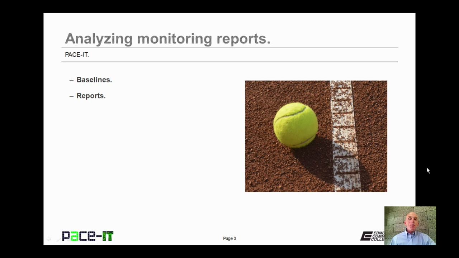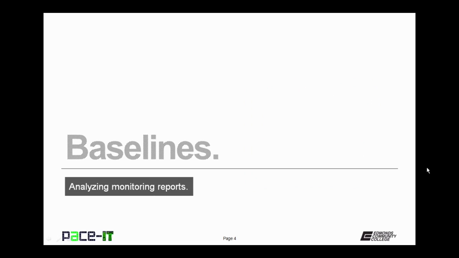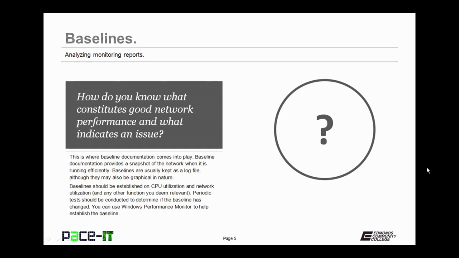Today I'm going to talk about baseline reports, and then I'm going to move on to just reports in general. I have a fair amount of ground to cover, not a whole lot of time, so let's go ahead and jump into this session. And of course, I'm going to begin by talking about baselines. How do you know what constitutes good network performance and what indicates that an issue is about to happen? This is where baseline documentation comes into play.